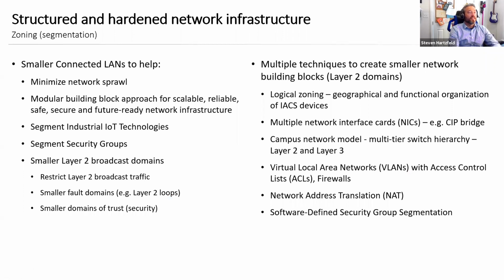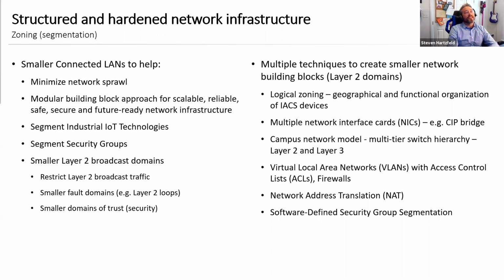So one of the other key tenets that we talked about is zoning or segmentation. Zones are simply smaller connected LANs, or local area networks, and they help minimize or control network sprawl. They offer us a modular approach for scalable and future-ready network infrastructure. We might use them to segment IIoT technologies or security groups, and they help create smaller layer 2 broadcast domains because they restrict the flow of layer 2 broadcast traffic throughout the network. And they can create smaller failure domains as well as smaller domains of trust.